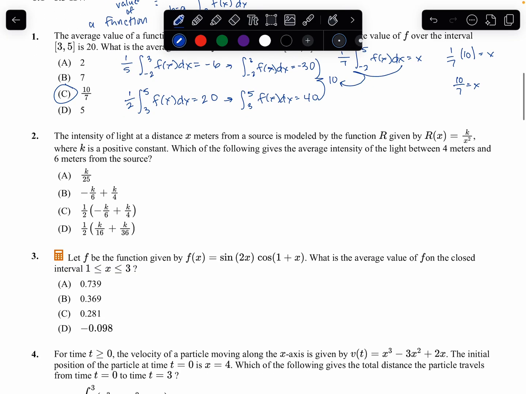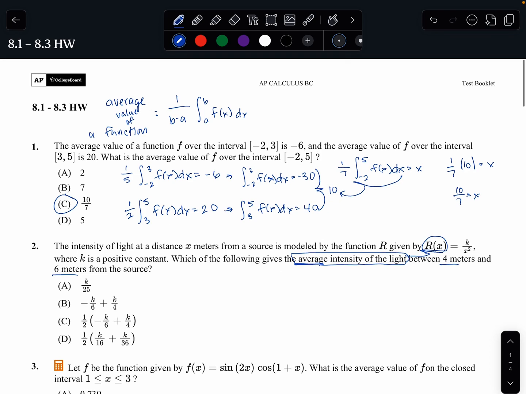All right, the intensity of light at a distance x meters from a source is modeled by the function r, and r of t is given here, where k is a positive constant. Which of the following gives the average intensity of the light between 4 meters and 6 meters? So, average intensity of light. What is the average value of r between 4 and 6?